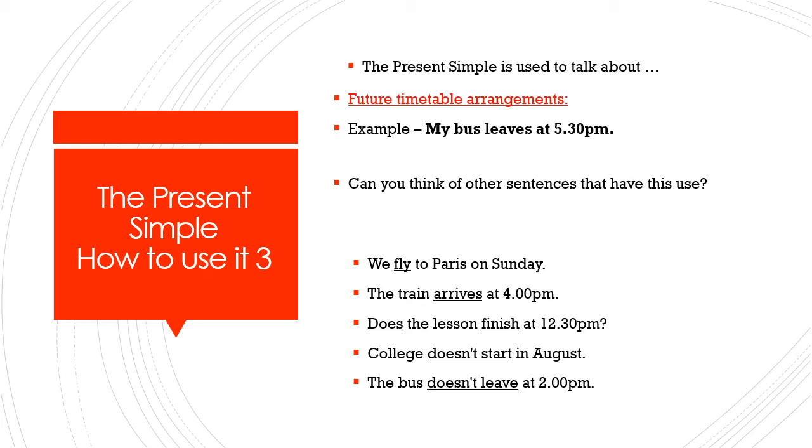The train arrives at 4 p.m. Does this lesson finish at 12:30 p.m.? So this is a question, but it's still talking about a time in the future. College doesn't start in August and the bus doesn't leave at 2 p.m. So the present simple can be used to talk about the future, even though its name is the present simple. But the thing to remember is you must say when in the future.